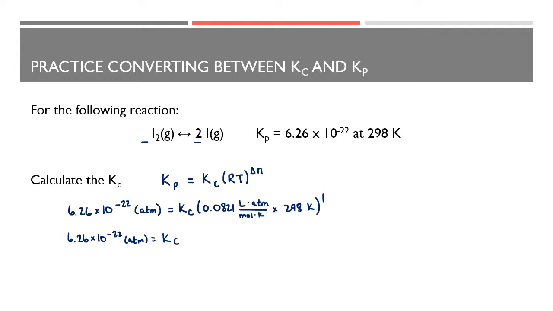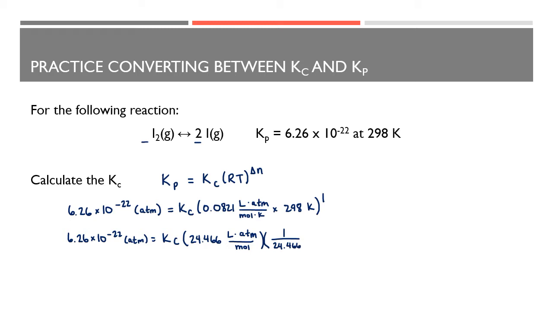The units represented would be atmospheres, and that's going to equal Kc times 24.466, and the units are going to be liter atmospheres over moles. The kelvins cancel out, and it's raised to the power of 1, so we don't have to really worry about the power. Now I'm going to multiply both sides by the reciprocal of that, so it ends up being 1 over 24.466.